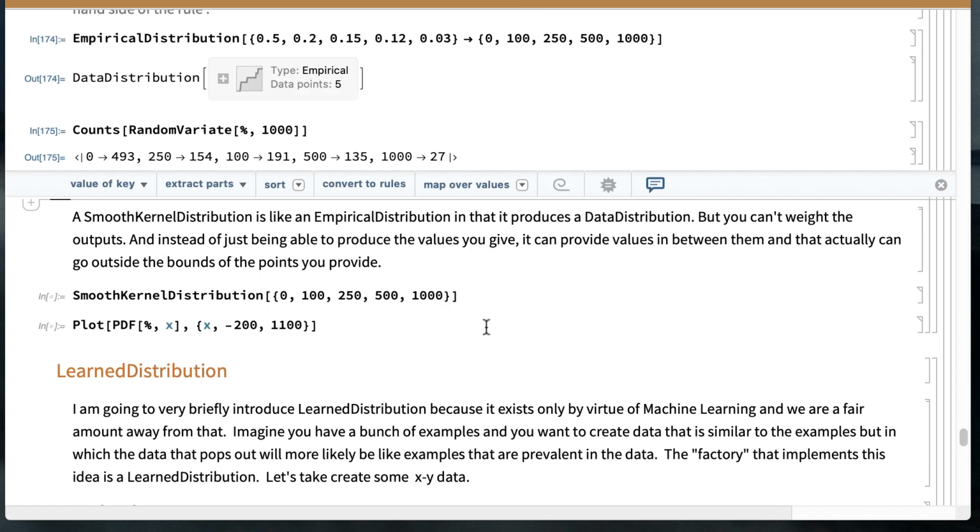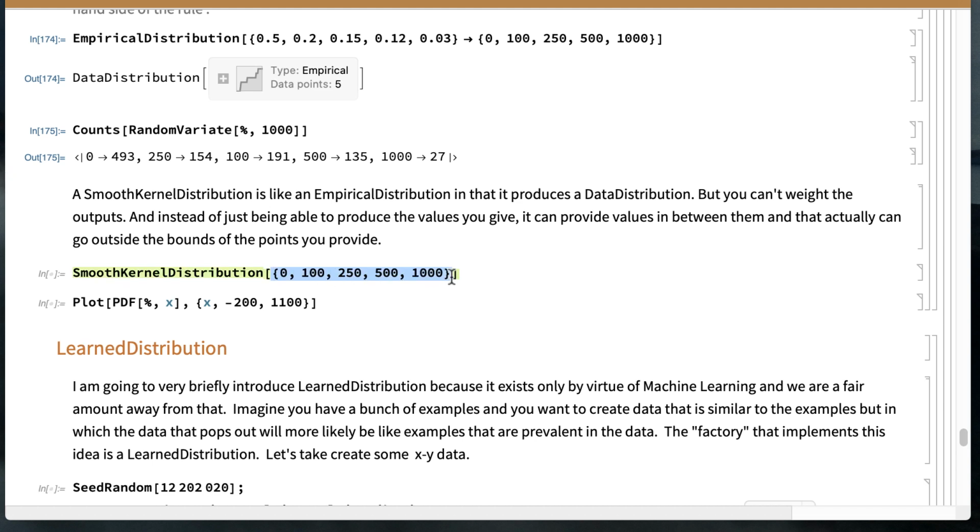A smooth kernel distribution is like the empirical distribution in that you tell it what you've seen. I've seen one of these, I've seen one of these, I've seen one of these, and it will then produce a distribution that can produce basically any value anywhere between 0 and 1,000. In fact, it can even go a little past 0 and a little past 1,000, but it can produce values in between.